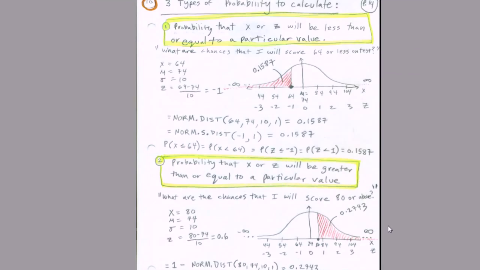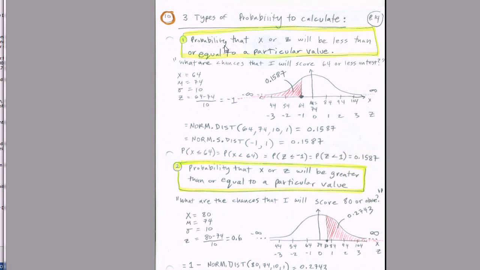Now let's quickly look at the 3 types of probabilities we're going to calculate. First, we might calculate the probability that x or z will be less than or equal to a particular value. So we're going to know the value. With the normal distribution, it's area under the curve between two values. We're going to say everything less than some value.